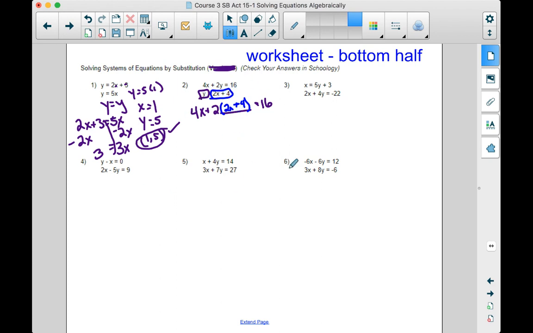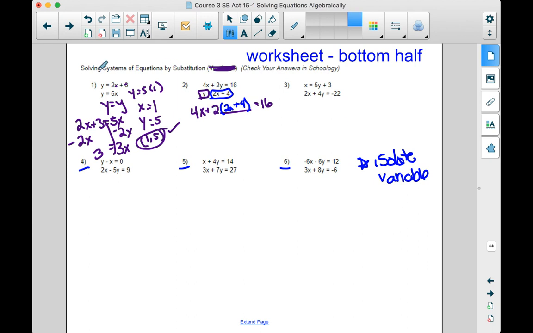So here's the rest of your worksheet. This has a variable isolated. Once you get into 4, 5, and 6, you need to isolate the variable. So the first couple have a variable isolated for you, but for 4, 5, and 6, you need to pick a variable and you need to isolate it.